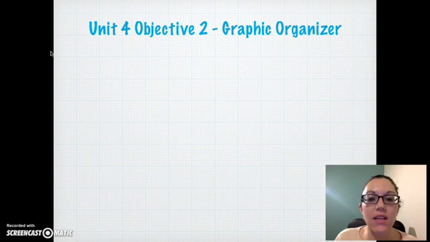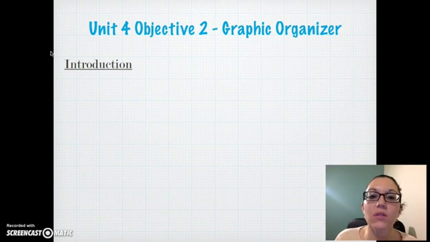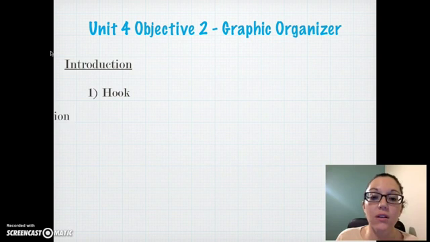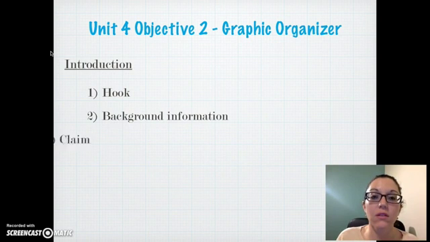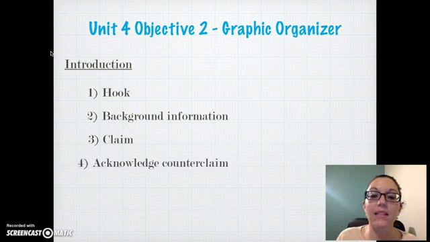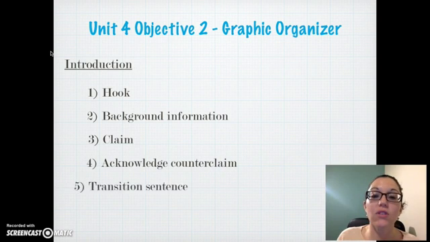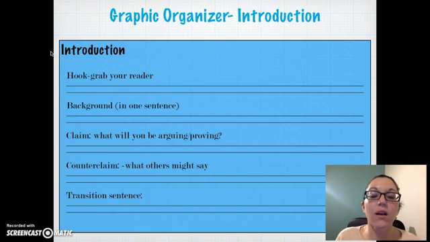It is always important to have an introduction section in order to help students begin their essay. Depending on the level of your students, your introduction might not need to be as detailed as this one. However, it is important that regardless of whether the students use the graphic organizer, they have all the elements you require. For this essay, I require that the students have the following parts in their introduction: a hook, background information, a claim, acknowledge a counterclaim, and a transition sentence. This is an example of what the graphic organizer for the introduction might look like.